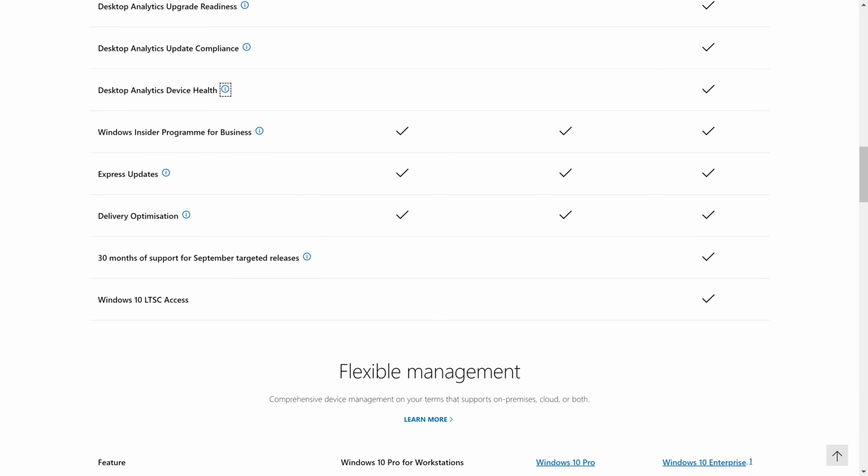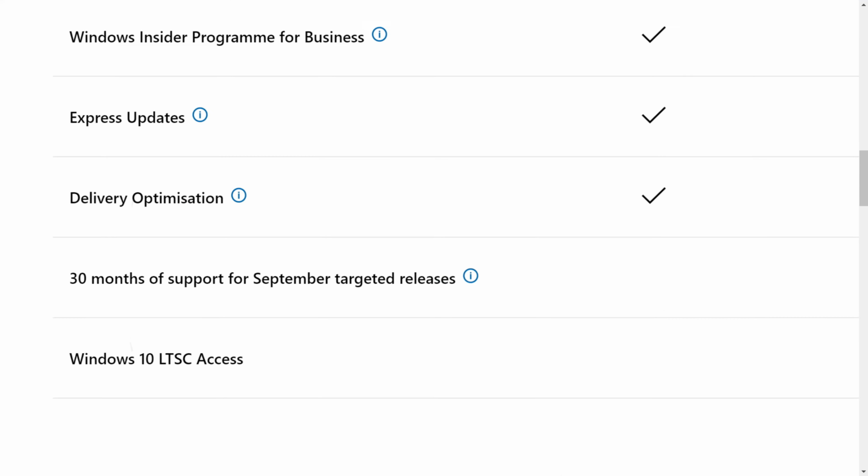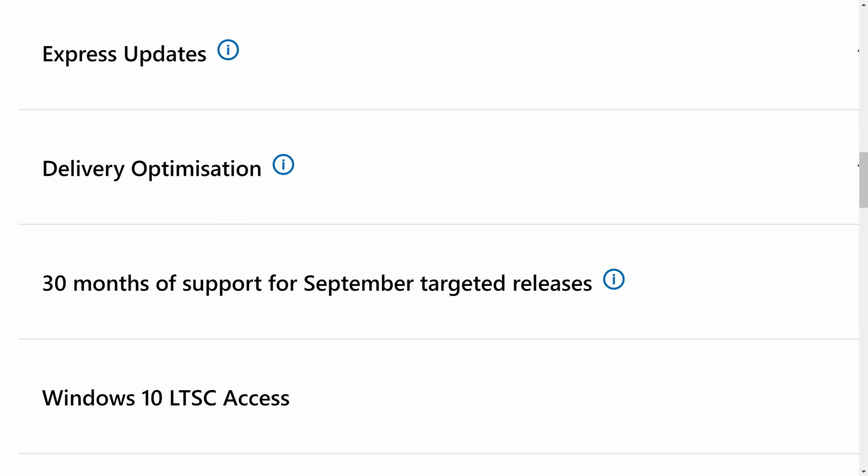And a biggie to call out here is this one. This is the 13-month support for September targeted releases. So what does that mean, right? When you are looking to adopt Windows 10, not because you want to, you really have to now. If you're a Windows 7 customer, you are looking at upgrading sequentially to your Windows 10 environment, right? So you have that numbers game that you're playing at the moment.